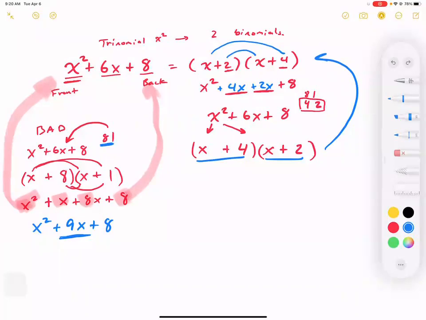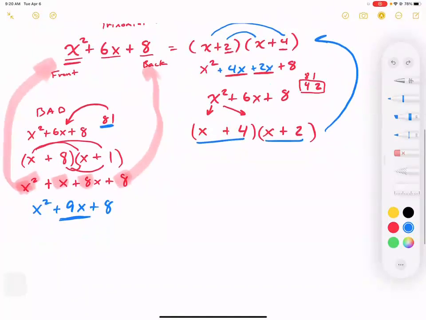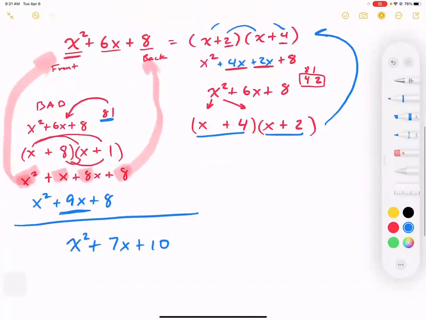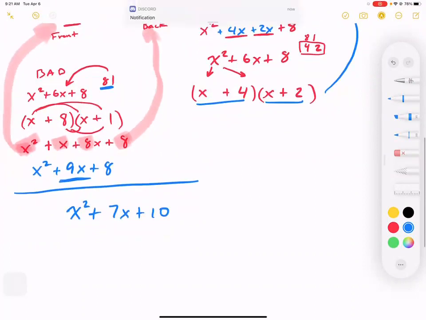Okay, let's do this again. I'll give you another problem: x squared plus 7x plus 10. Okay? So here are the steps that I'm asking you guys to do. Once you get the rhythm of it, you can skip some steps and you'll actually be able to do this all in your brain. It'll be all mental math.